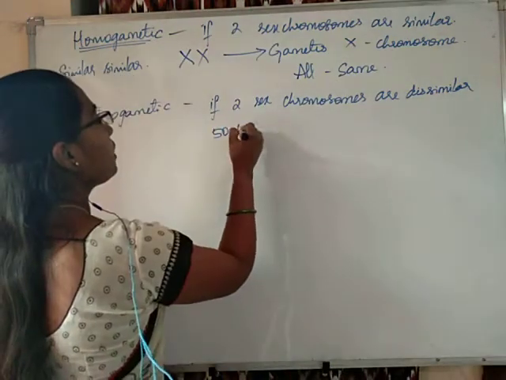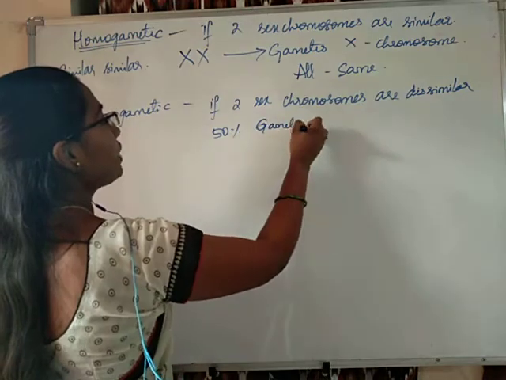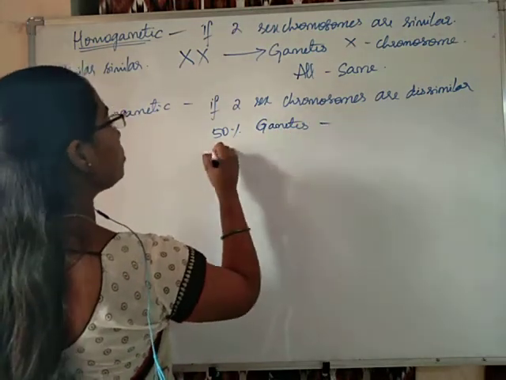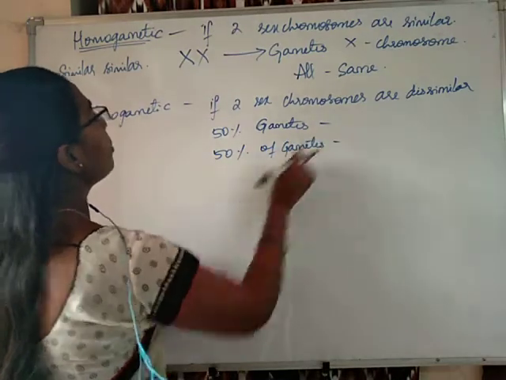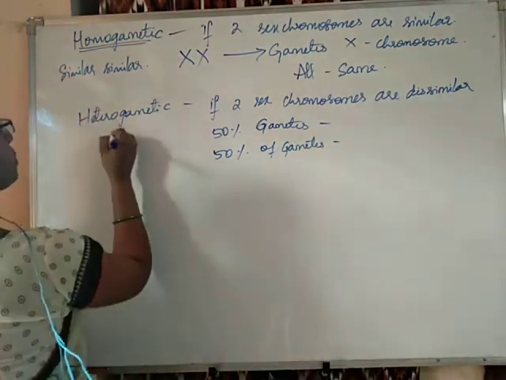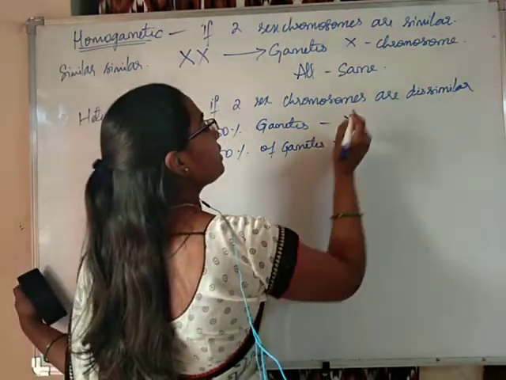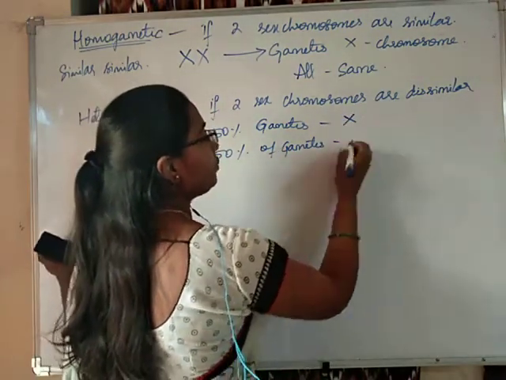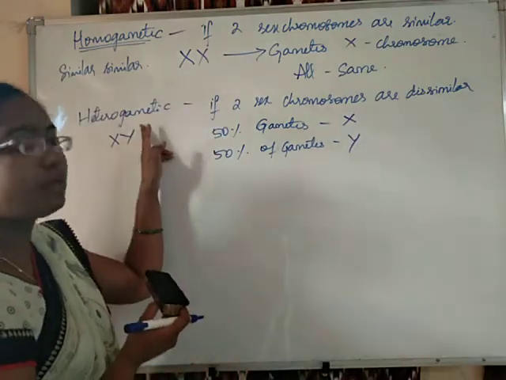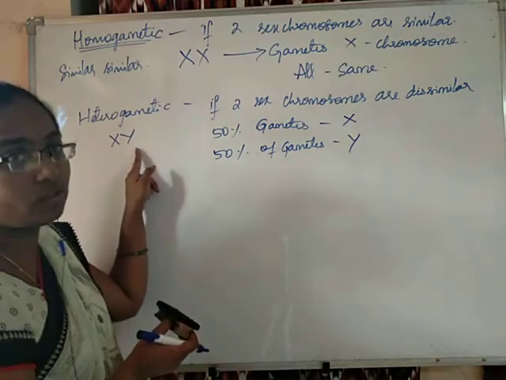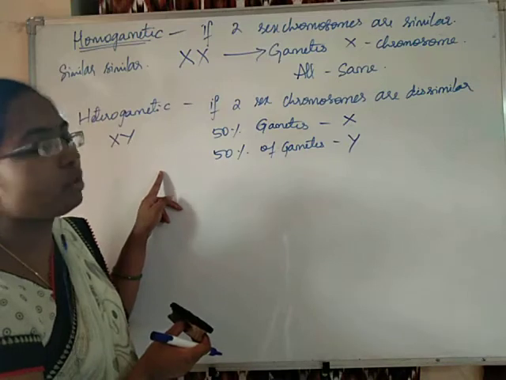Heterogametic means if the two sex chromosomes are dissimilar, then what happens? 50% of the gametes contain one type of chromosome, and 50% of the gametes contain the other type of chromosome. For example, the two sex chromosomes are X and Y. 50% of the gametes will contain the X chromosome, 50% of the gametes will contain the Y chromosome, okay. If the heterogametic individual consists of X and Y, which are not similar, then what happens?